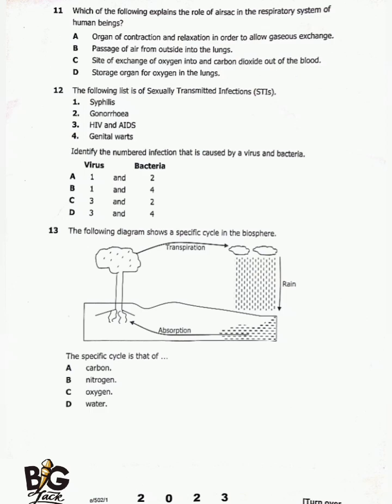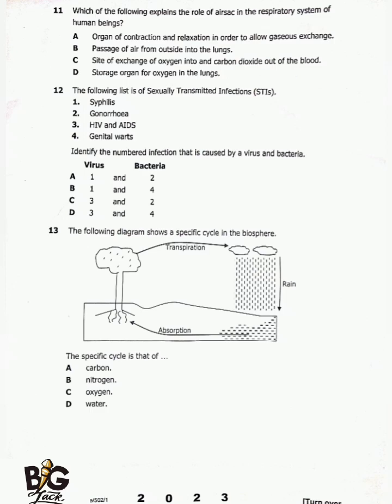Then as for question 12, question 12 is saying, the following list is of sexually transmitted infections, STIs. We have number 1, syphilis, number 2, gonorrhea, number 3, HIV and AIDS, number 4, genital warts. Identify the numbered infection that is caused by a virus and bacteria. So what is caused by a virus here? It is HIV and AIDS. Then what is caused by a bacteria here? It is gonorrhea. So the correct answer here is going to be C, because gonorrhea is caused by a bacteria. Okay.